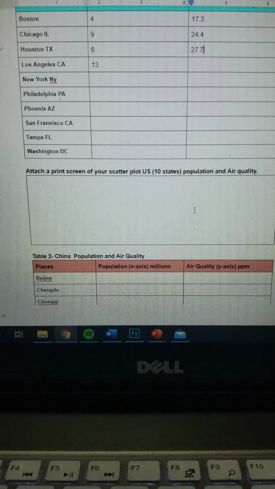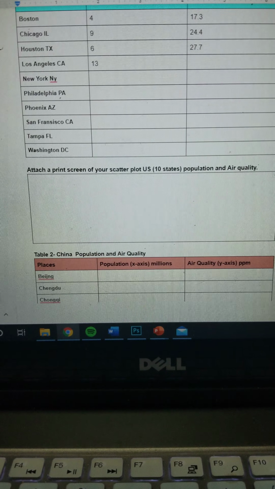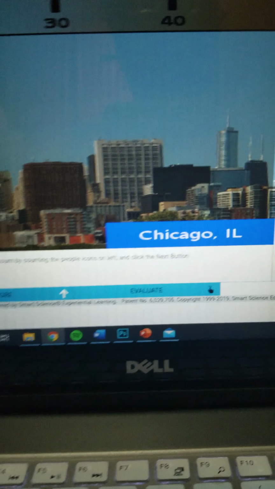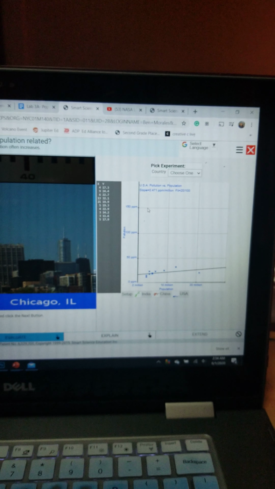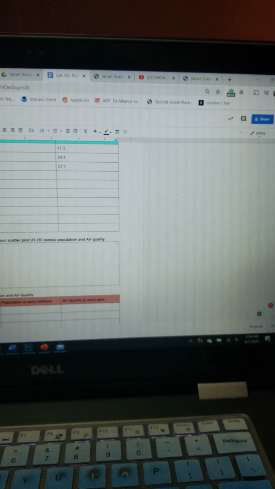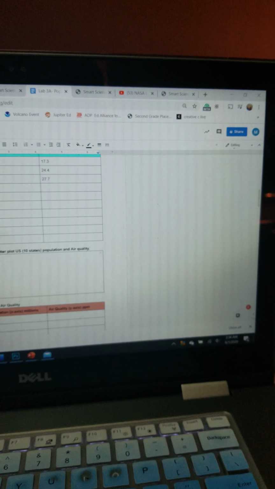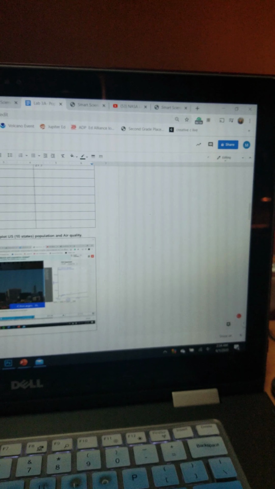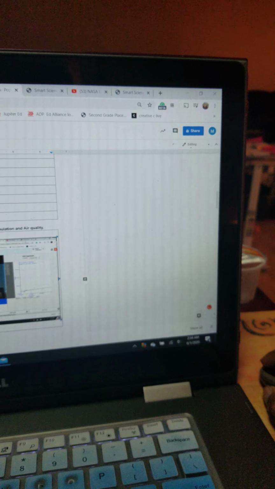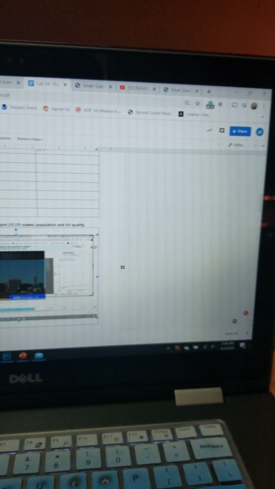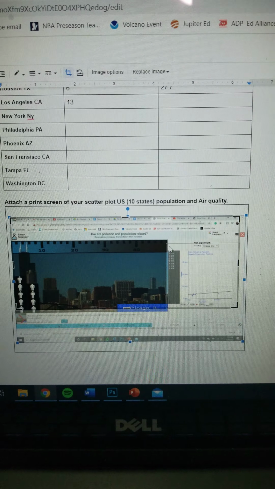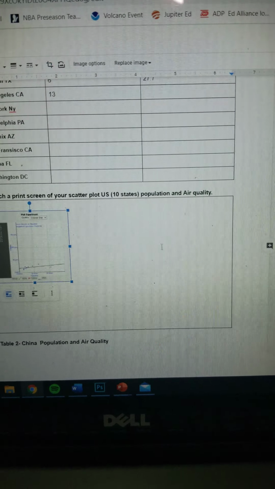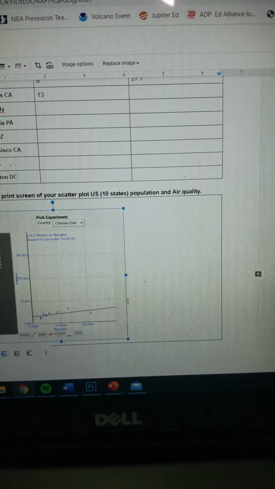Once I finish with the United States, I'm just going to add my graph again. I'm going to click on print screen. I'm adding my graph again only because I don't want to go back to the other Google Doc, and everything will be in this document right here. I'm going to crop it real quick and expand. So I did that for the United States.